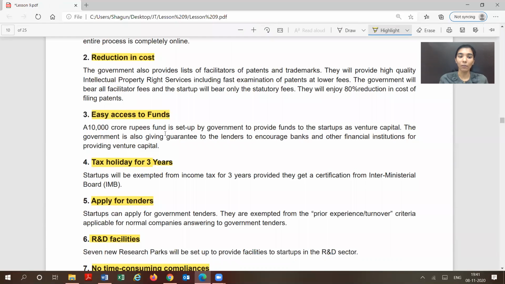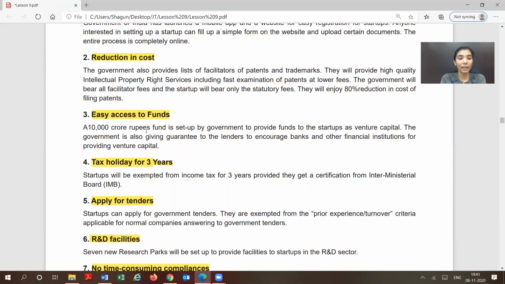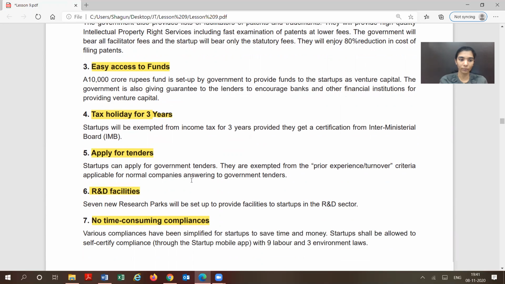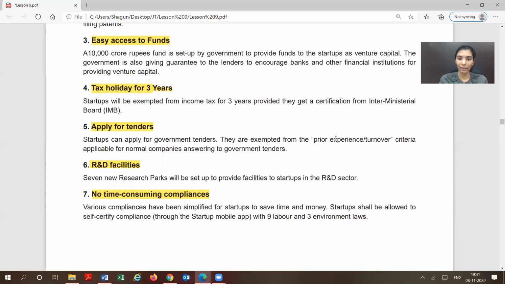Then easy access to funds. Government has set up 10,000 crore. This Narendra Modi government has set up a 10,000 crore fund which is going to help the startups in their funding. Also, the government is also providing guarantee to lenders to encourage banks and other financial institutions for providing venture capital. Venture capital provides funding to the startups. Then, as discussed earlier, under that section 80 IAC, you are eligible for 3 years of exemption. Then you can also apply for government tenders.